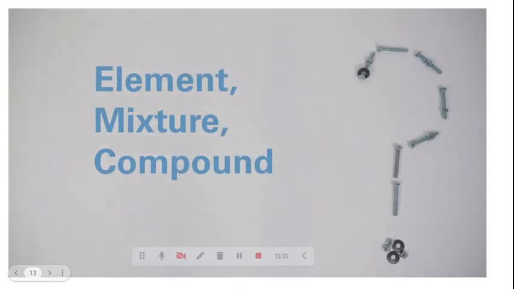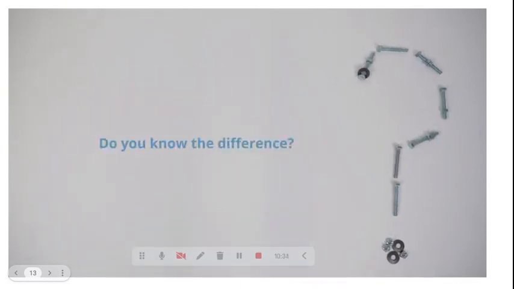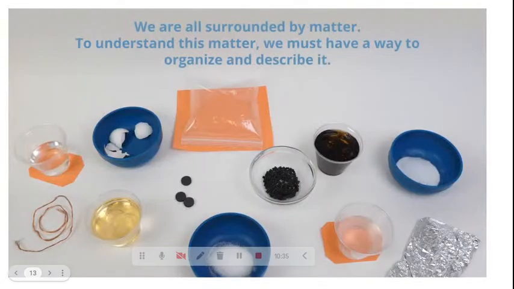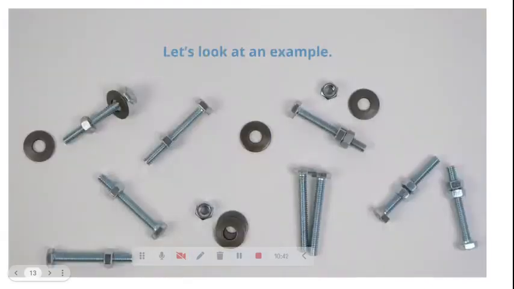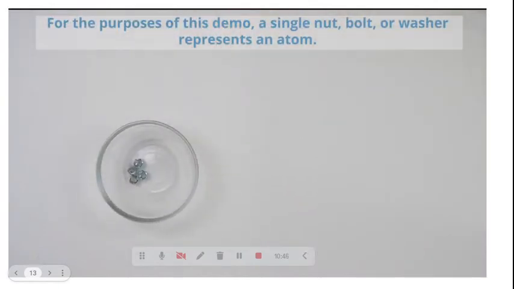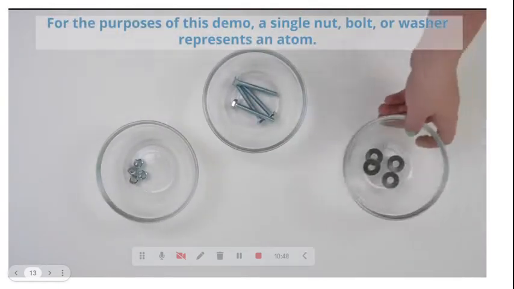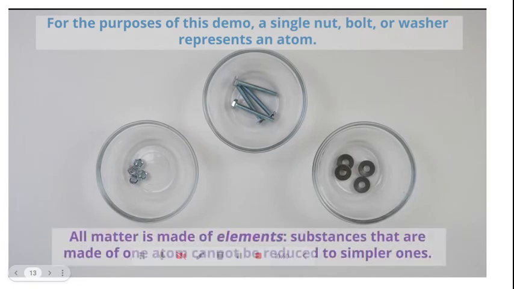Element, mixture, or compound. Do you know the difference? We're all surrounded by matter. To understand this matter, we have to have a way to organize and describe it. Let's look at an example. For the purpose of this demo, a single nut, a bolt, and a washer represents an atom.